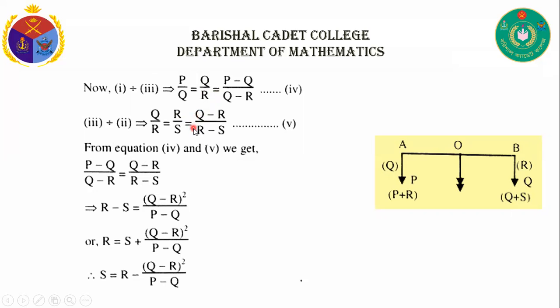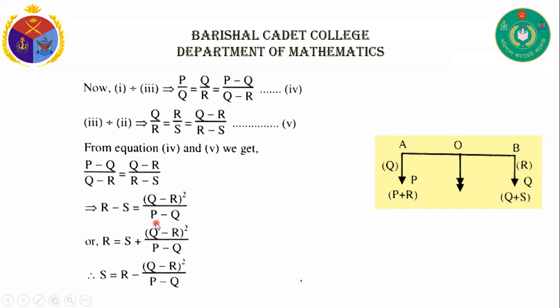Okay, so from equations 4 and 5 we can say that Q by R is the same here, so you can write these two as equal. That is (P minus Q) by (Q minus R) equal to (Q minus R) by (R minus S). So here Q minus R is doubled, so we can write R minus S equal to (Q minus R) whole square divided by (P minus Q).